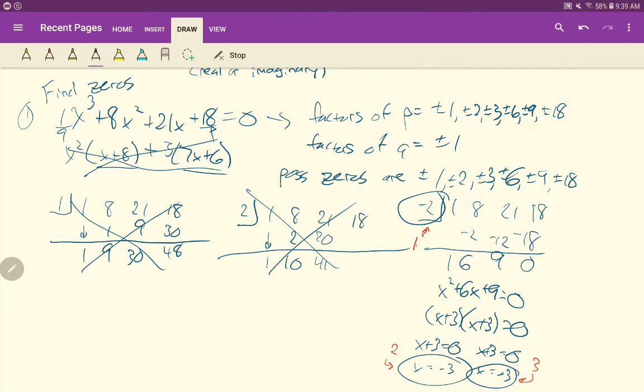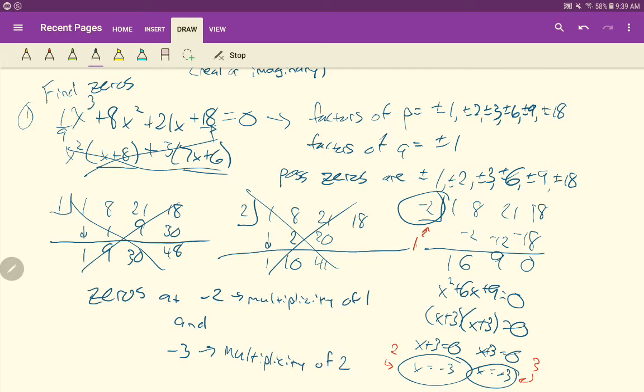So what you could say here is that you have zeros at negative 2 and negative 3. Now negative 2 has a multiplicity of 1 because it only occurs once. And then we say negative 3 has a multiplicity of 2 because it occurs twice. Okay, and that would be our final answer there.